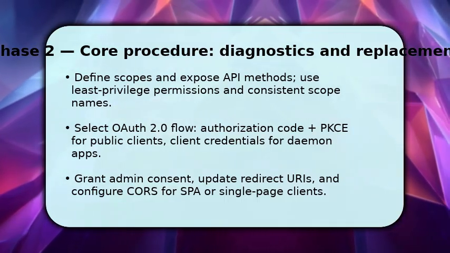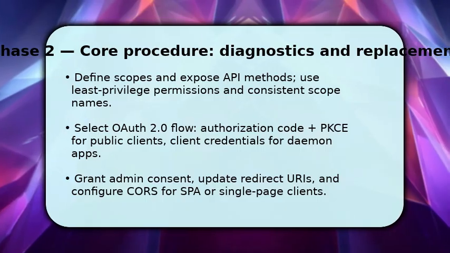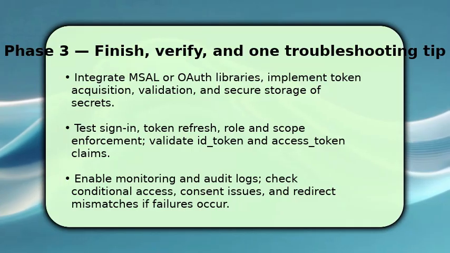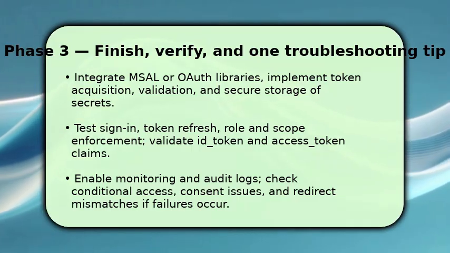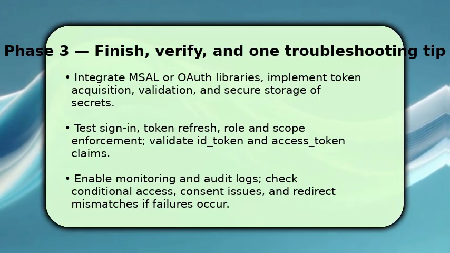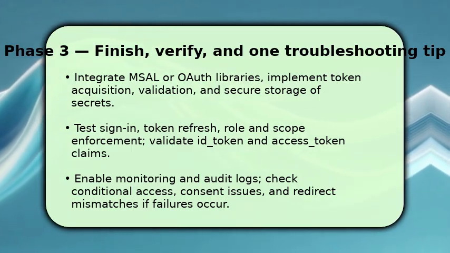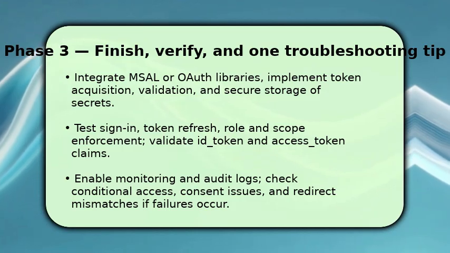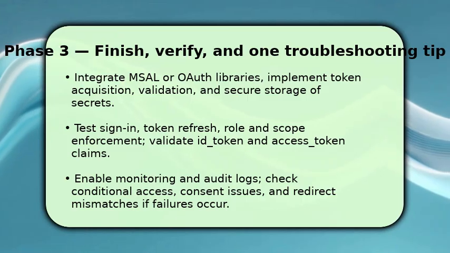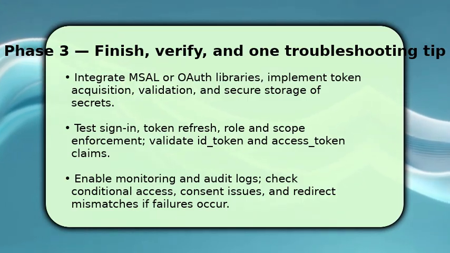Now implement authentication in your app using MSAL or a standard OAuth library. Acquire tokens, validate ID token and access token signatures, and securely store secrets or avoid storing them in public clients. Test sign-in, token refresh, and enforce roles and scopes on APIs. Once working, enable Azure AD audit logs and app registration diagnostics to monitor auth events.